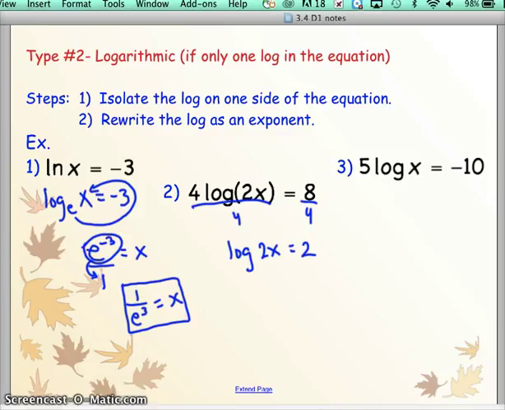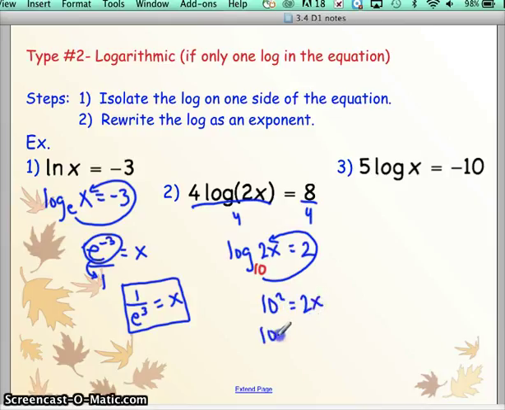And now I need to swoop this into an exponent. Well, you always have to start at the base. There's no base written here. And when that happens, it's assumed to be a 10. So now we're going to swoop it, starting at the base. The base of the log will be the base of the exponent. So 10 to the second equals 2x.